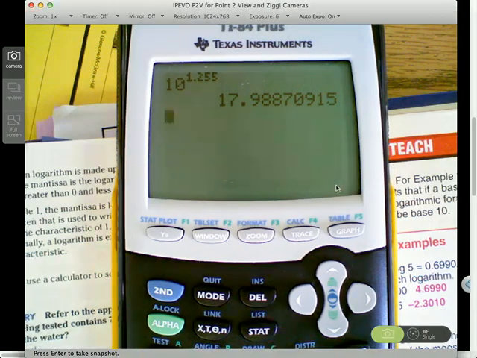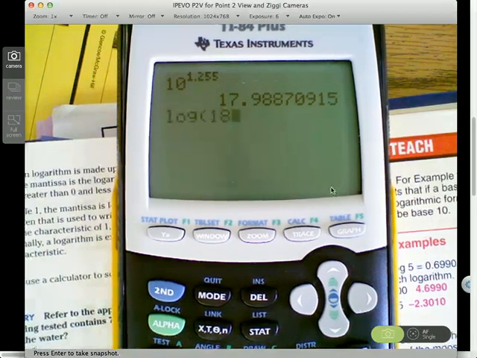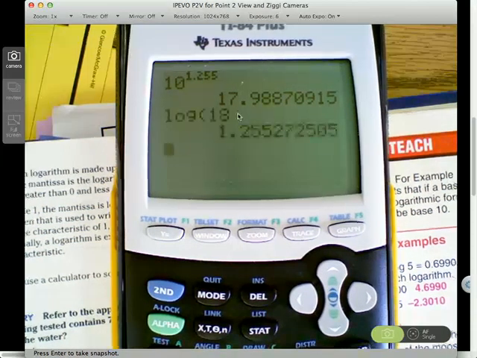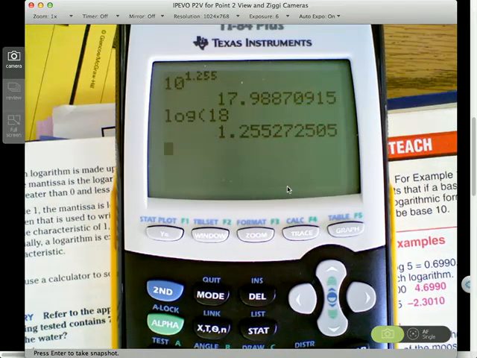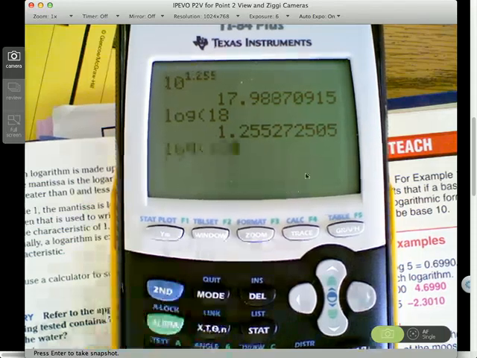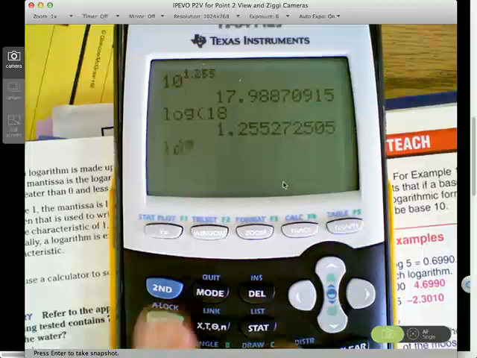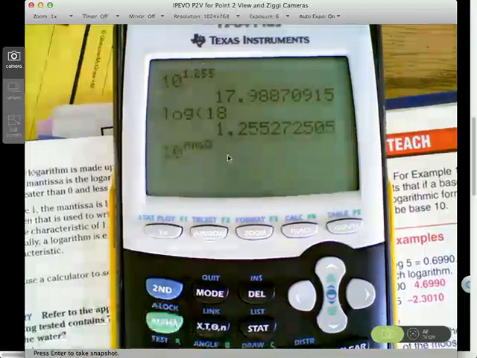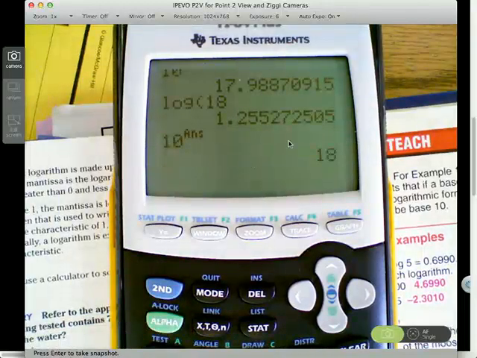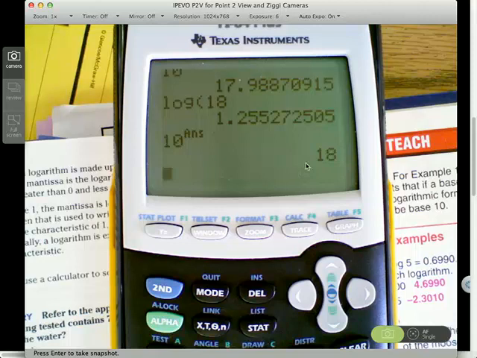And just to verify, if I said log of 18 and just hit enter, there's that 1.255 and a little bit further out than that. Now I could actually just do 10 to that and see if it, oh, what did I just do? Oh, I hit second entry again. I've been doing that forever now. Second answer, right? And notice calculator's like, yeah, that's 18. So that's kind of an interesting way that you can build more facts about logarithms using some previously known logarithms.